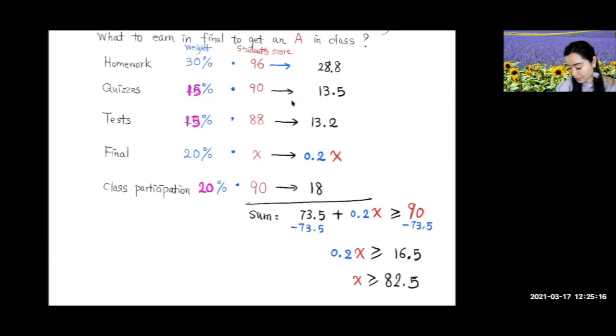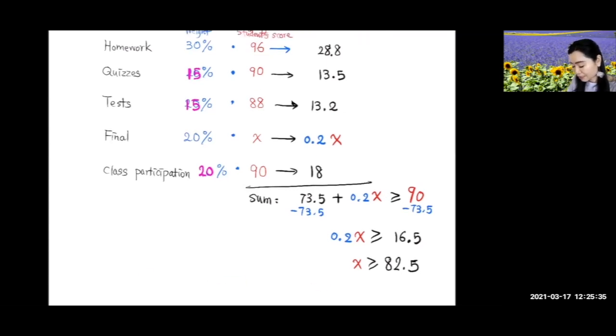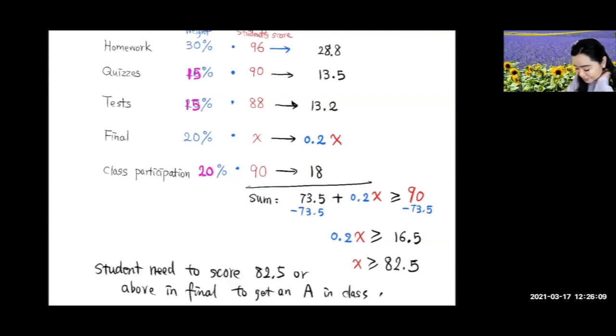It's because the student has good scores in the homework and quizzes and also class participation. Even though the test is a little bit less than an A, it's still okay because the homework really helps. Okay. And then you can write a complete sentence. The student will need to score 82.5 or above in the final to get an A in class. Yeah, that's the end of the lesson.